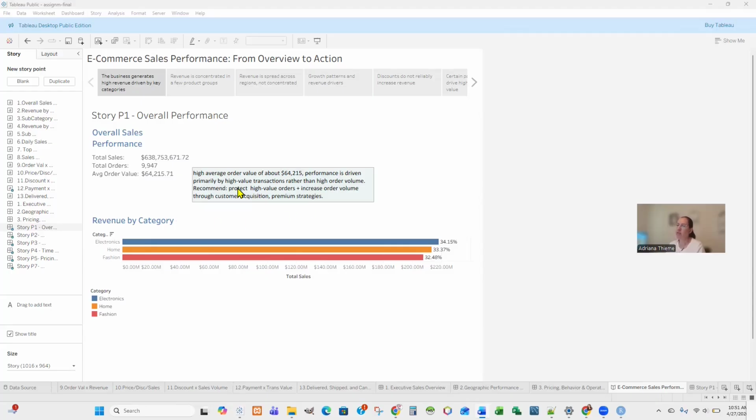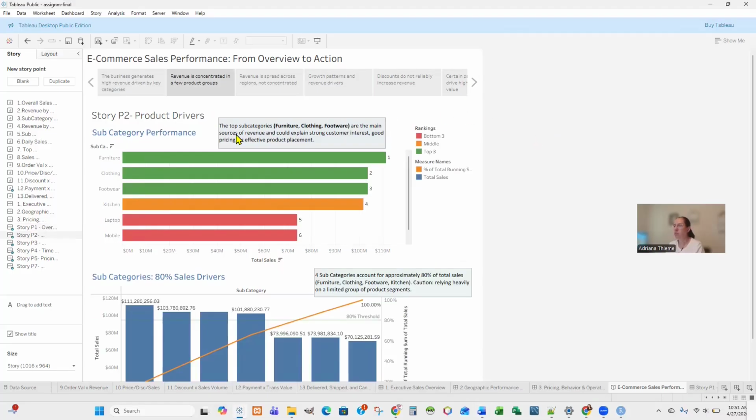And I made an annotation here that the high average order of about 64,000 performance is driven primarily by high value transactions rather than high order volume. And the recommendation is to protect the high order values and increase the volume through customer acquisitions and premium strategies.